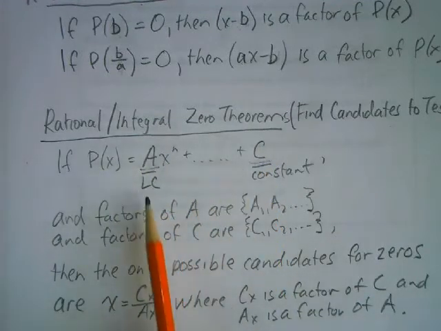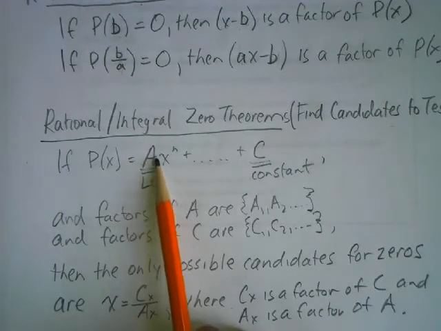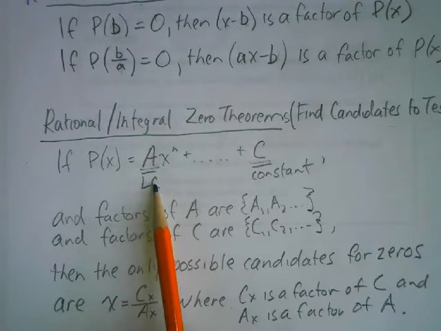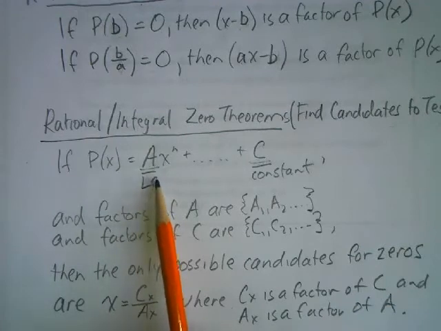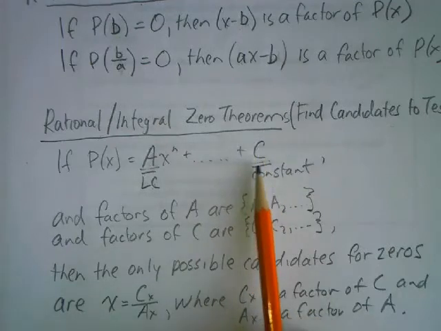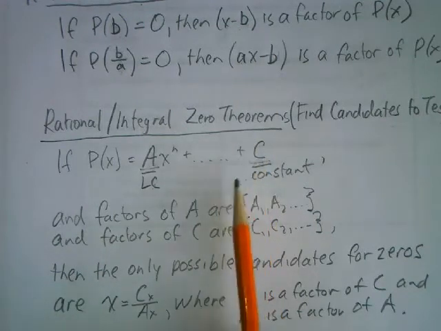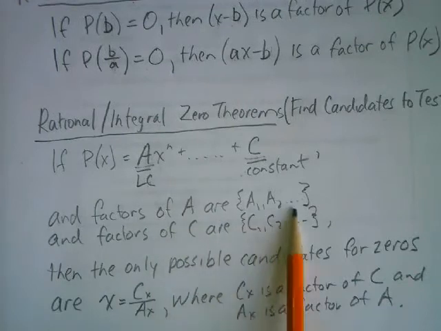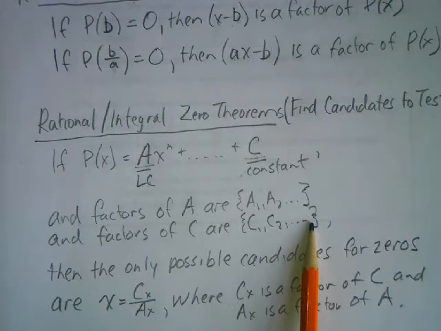The first thing we do is list off the factors of this capital A, all the factors of the leading coefficient, and a lot of times that might just be 1, so the only possibility is 1. We also do the same thing with the constant. We take the number that's there and list all the possible factors, plus or minus, of that number. So we get that list. Here are the factors of the leading coefficient. Here are the factors of the constant.